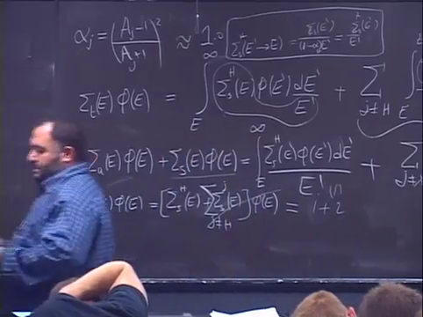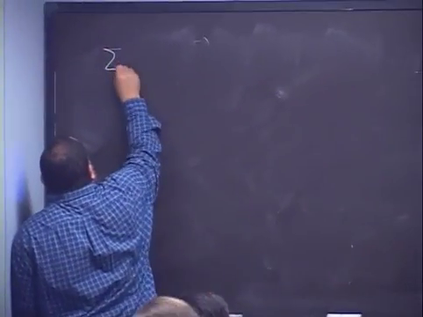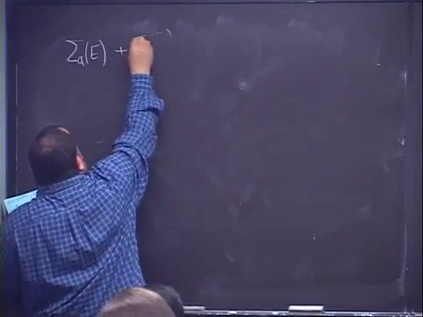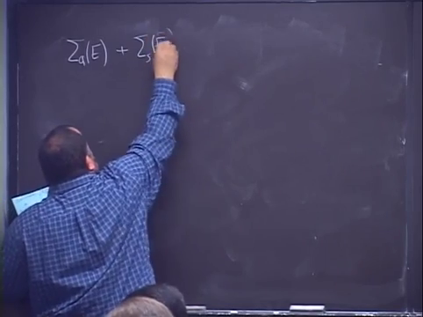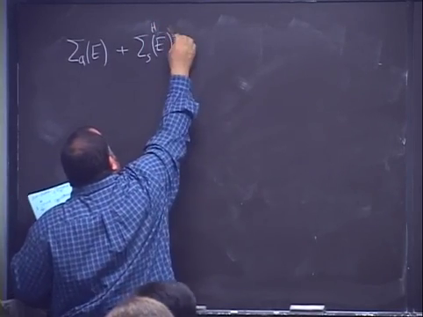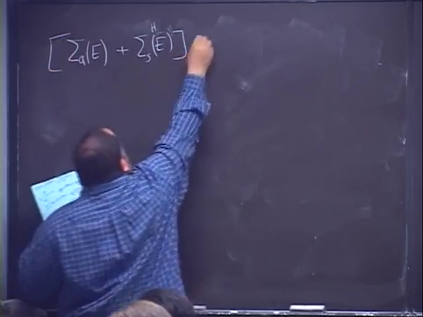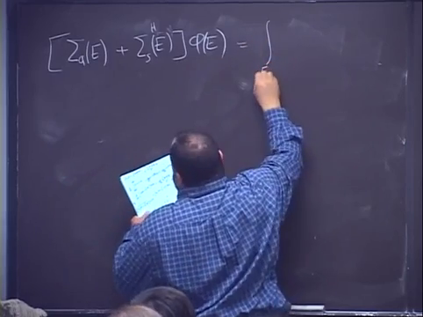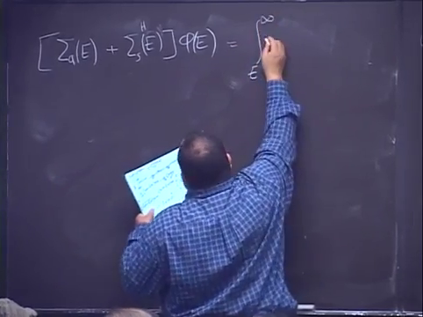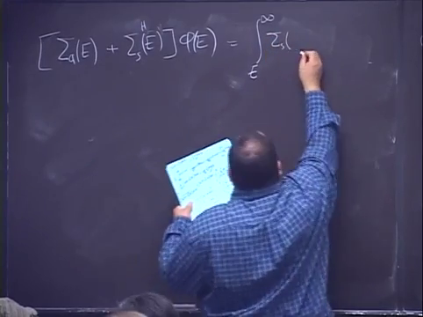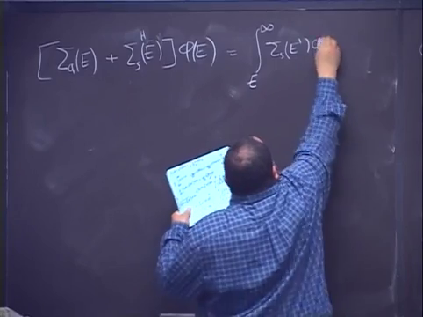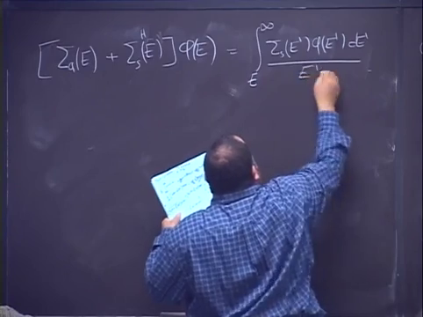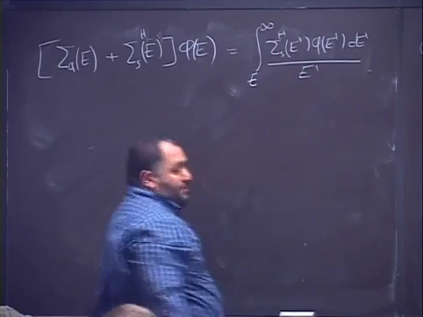You will end up with an equation like this. Sigma absorption is the remaining part at energy E plus sigma scattering for the hydrogen at energy E, both multiplied by the flux at energy E, is equal to the integral from E to infinity of sigma scattering at energy E prime, phi at E prime, dE prime divided by E prime, and this is for hydrogen.